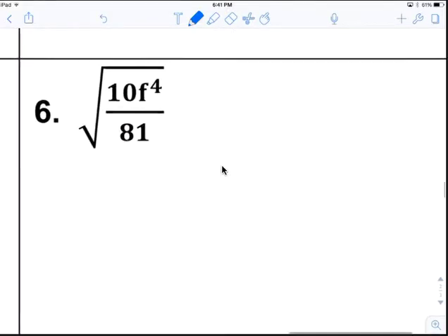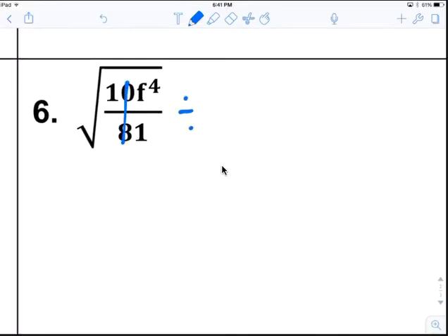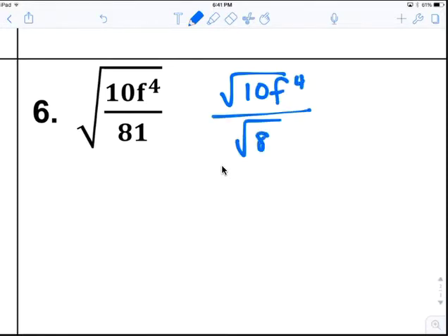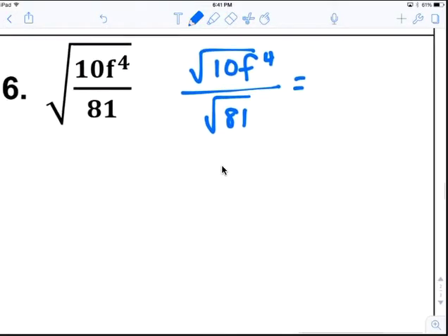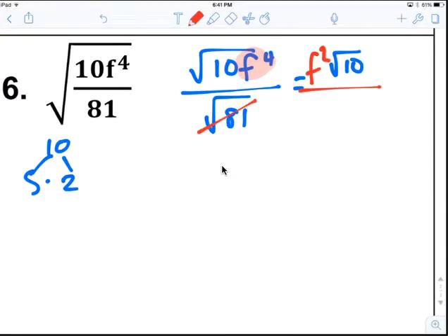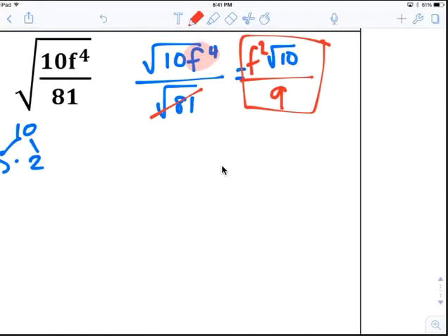Here, reduce the 6, 8, divide that, no, it's not 8. 10 and 81 can't be reduced. So square root of 10f to the 4th over square root of 81. Square root of 10, there's no 5 and 2, and none of them, so you got 10 here. F to the 4th is f squared, and square root of 81 is 9. That's your answer right there. Okay, that's how you do it basically.